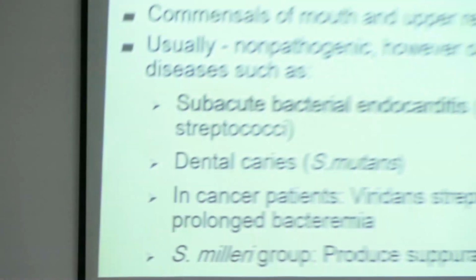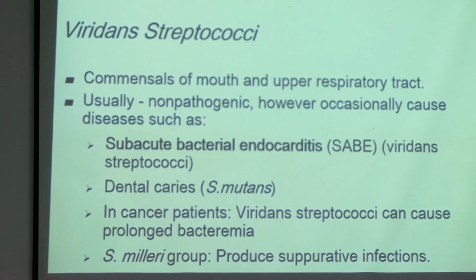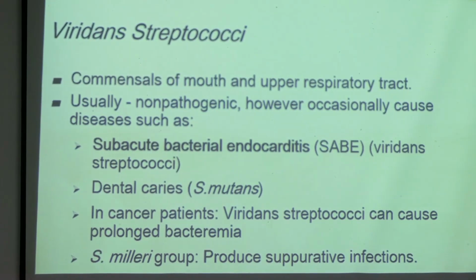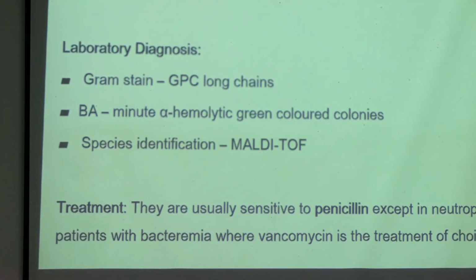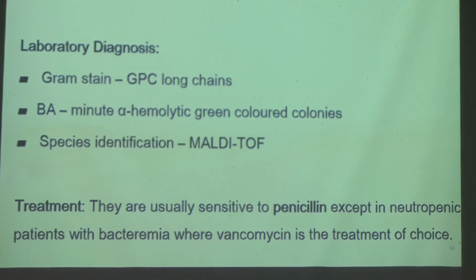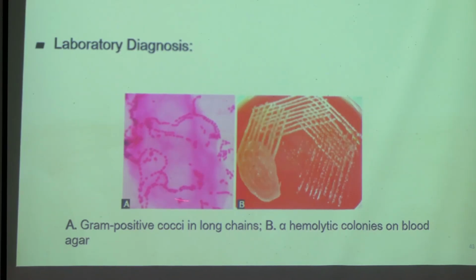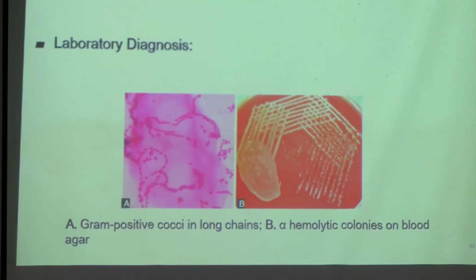Now Viridans streptococci. It is a commensal mainly of the mouth or oral cavity and the upper respiratory tract, and it is the most common cause of subacute bacterial endocarditis. How do you diagnose? Mainly they are GPC in long chains, and they have alpha hemolytic colonies in the blood agar. You can see these are the chains. The color is not appreciated here, it is actually gram positive. And you can see these alpha hemolytic colonies, which will be greenish in color.